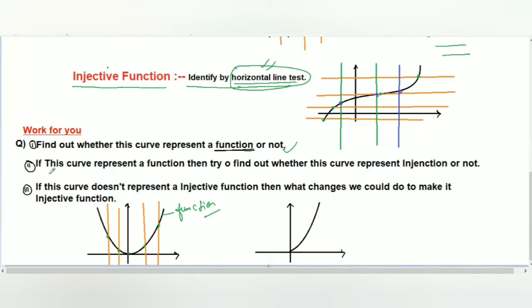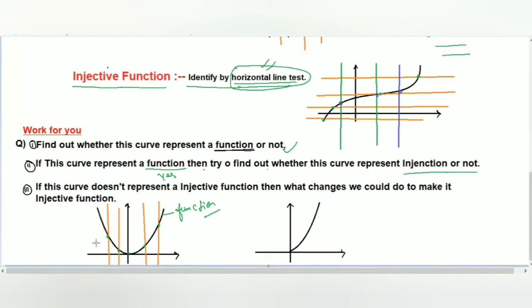Second part of the question is, if this curve represents a function, yes, this curve represents a function. So this is the question. If this curve represents a function, then try to find out whether this curve represents an injective function or not. Now for an injective function, what should we do? We should draw a horizontal line here and find out whether this is an injective function or not.